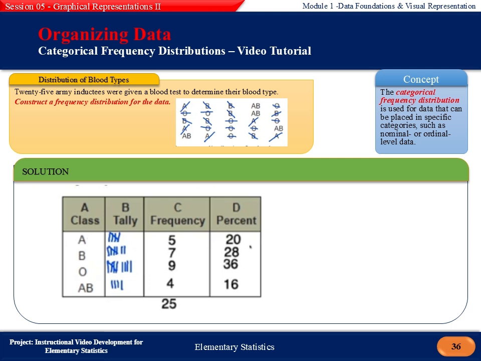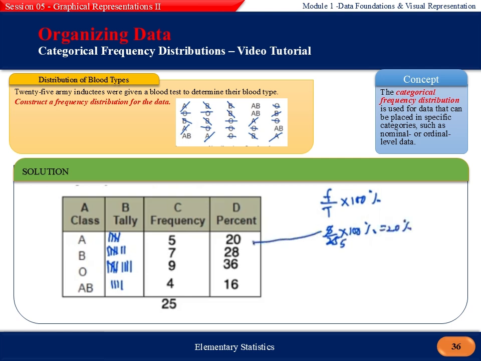Okay, now how do I find out the percentage? To find the percentage, you write frequency divided by the total frequency times 100%, okay? For example, if you want to find the percentage of category A, then you do 5 over 25 times 100%. If you divide both top and bottom by 5, you get 1 over 5, so 100 over 5 is 20%, right? So 20%. This is what we get here.